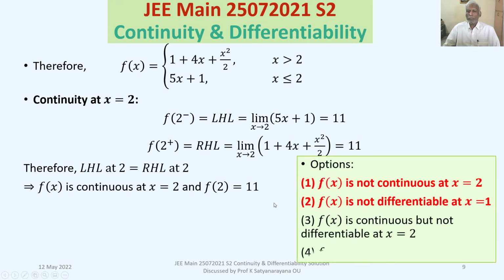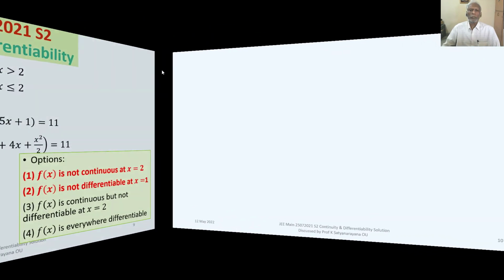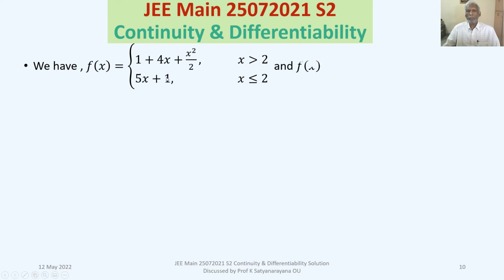Now let's look at our options. Option 1 says f of x is not continuous at x is equal to 2, whereas it is continuous, therefore option 1 is not true. We have that function, and we also have f of x is continuous at x is equal to 2 and f of 2 is equal to 11.